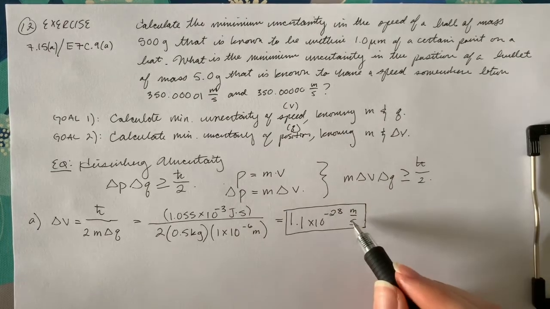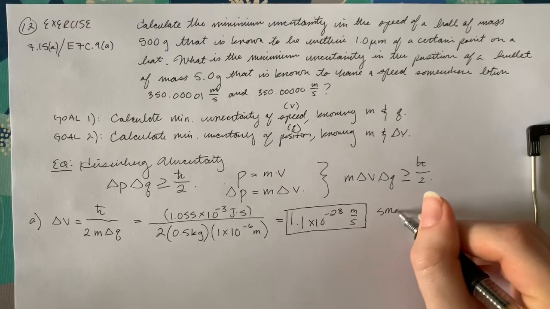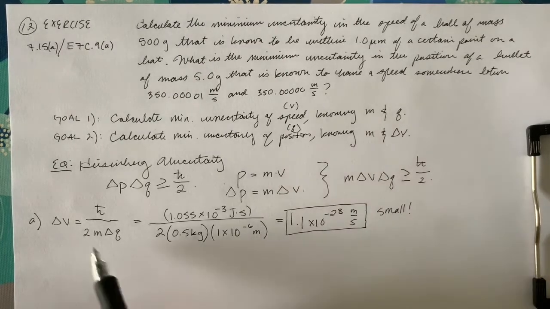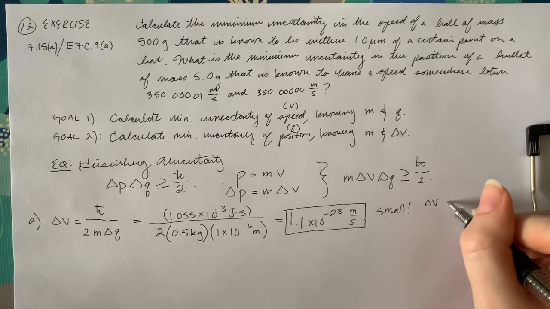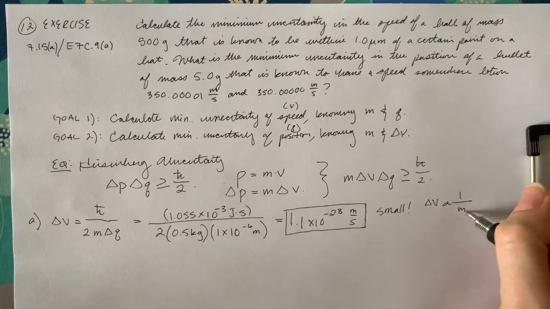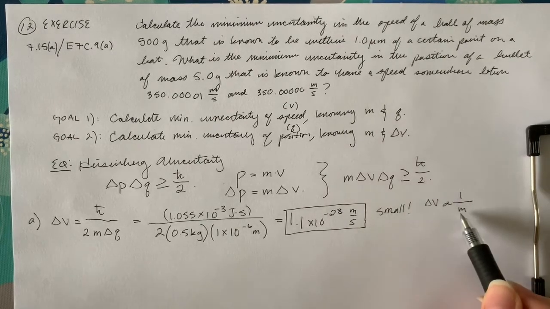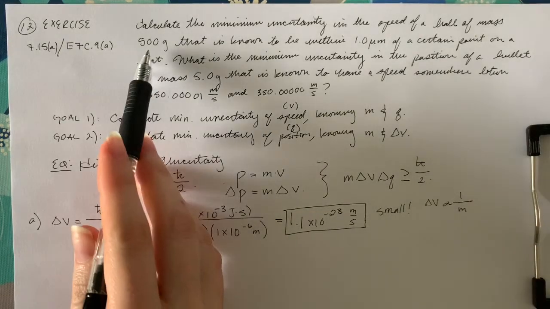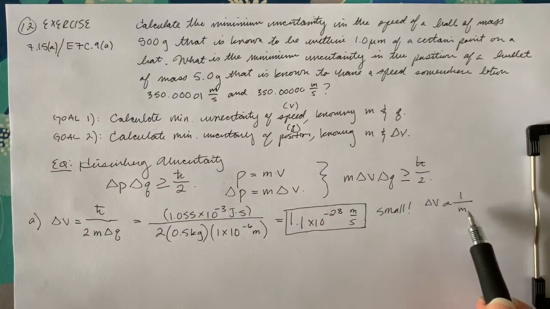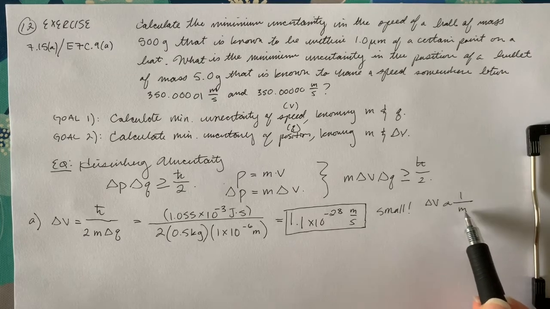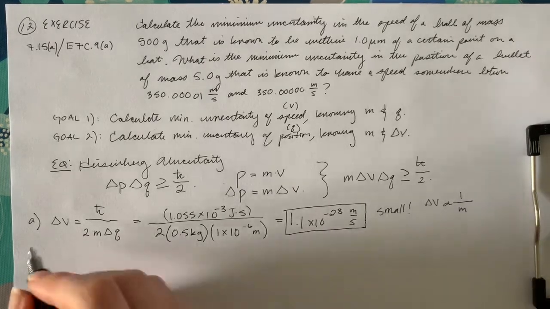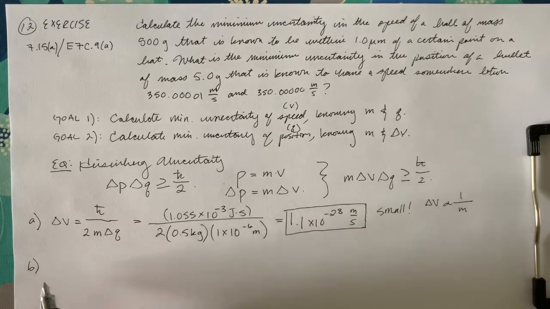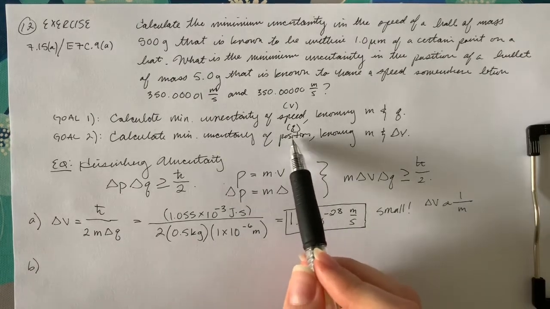And this is a really small uncertainty. When we look at this equation, we can see that delta V is inversely proportional to the mass, and the mass is so large. So that makes sense. A really big mass would result in a really small uncertainty. So moving on to part B, we're looking for position.